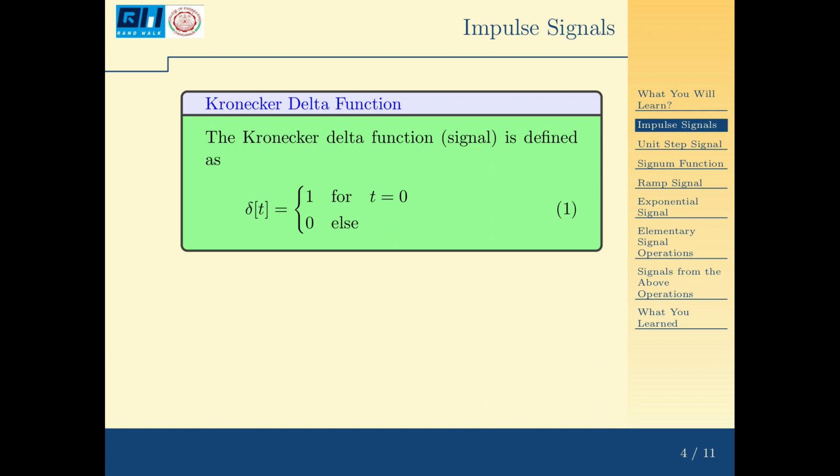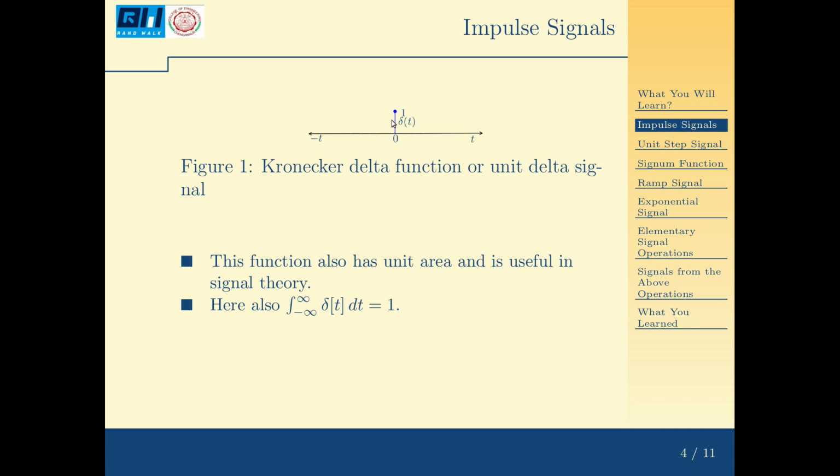Now another delta function, called the unit delta function or canonical delta function, is of immense importance in signal theory. It is defined as delta(t) is 1 for t equal to 0, and 0 elsewhere. It is also called the unit impulse function. That looks like this. At t equal to 0, the function value is unity. Everywhere else it is 0. This function also has unit area, and you can see that the integral from minus infinity to infinity of delta(t) dt is 1.